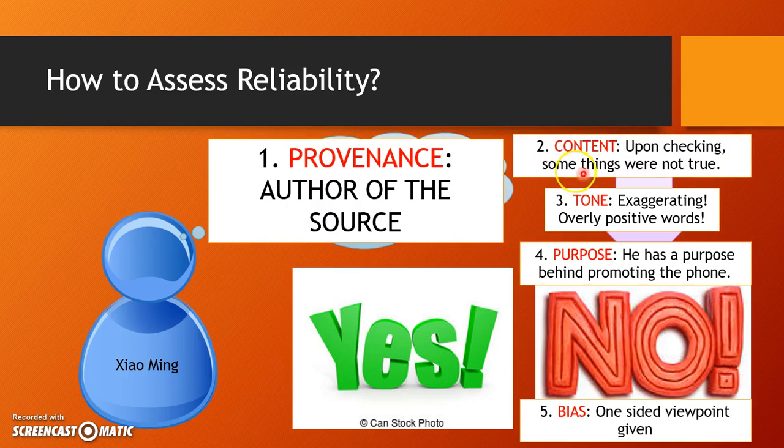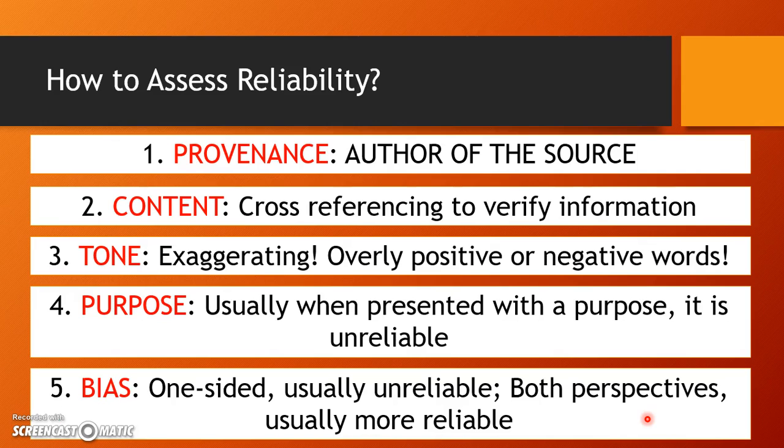Another way to check is content. Check whether what the person says is true. Check with another person. This is what we call cross-referencing, something that I've told you earlier. We can also check his tone. Is he overly positive? We can also check the purpose, whether he has a purpose behind whatever the source says. If there is a purpose, usually it is not reliable. And of course, bias, whether something is one-sided or both-sided. I will usually trust something with both points of view. So this is a summary of the skills that you will need. This one has another skill called typicality tied to it. I'll go into it in the next part of the video.